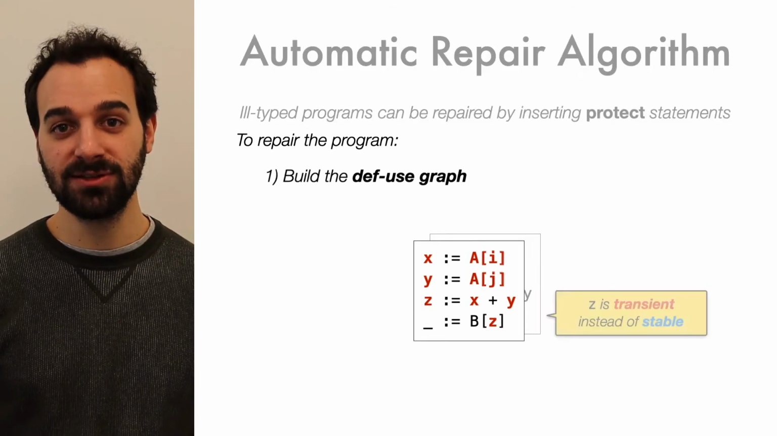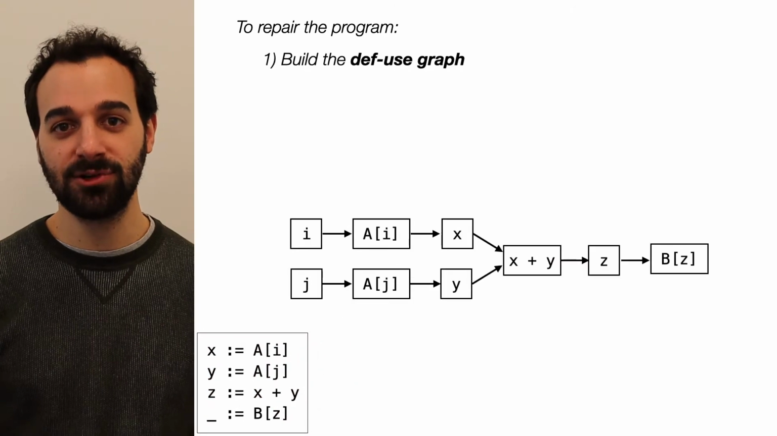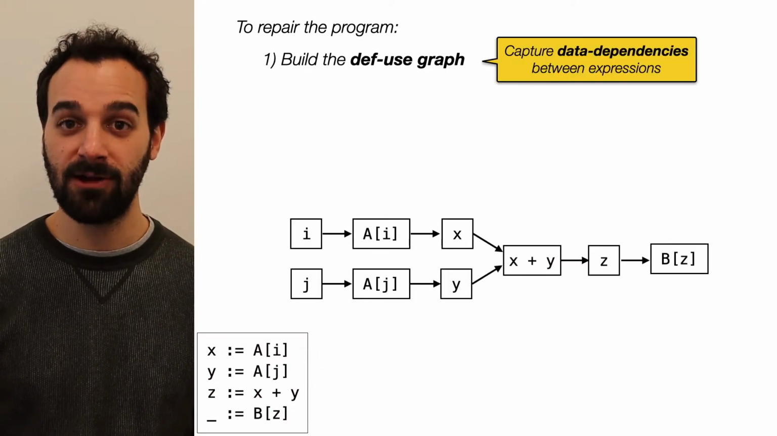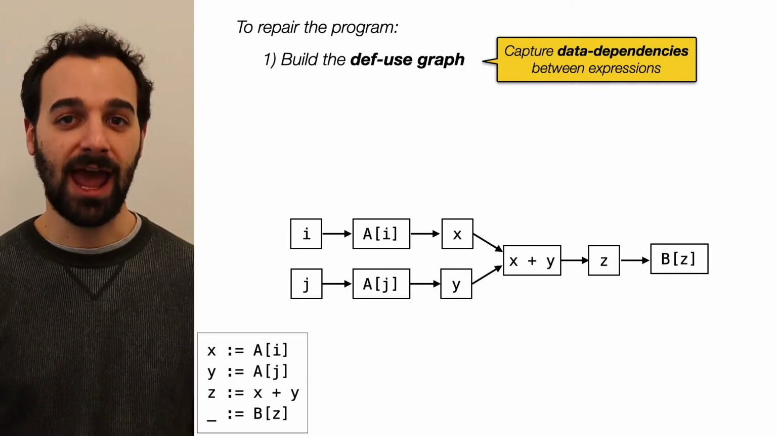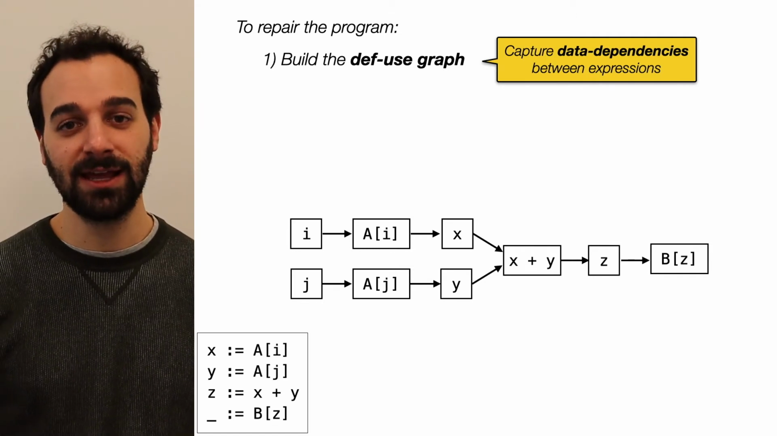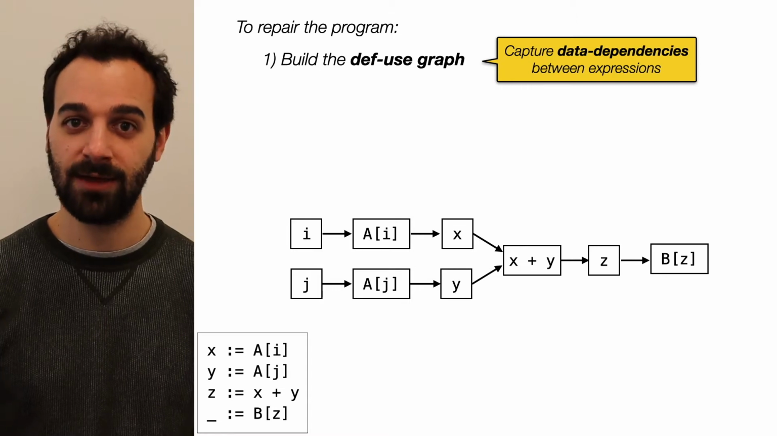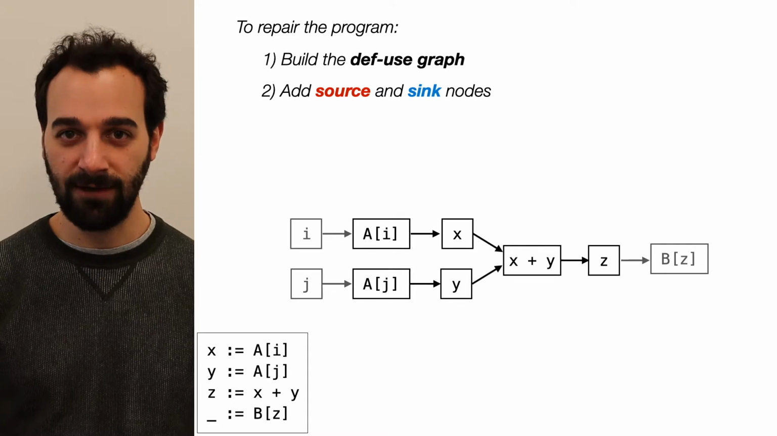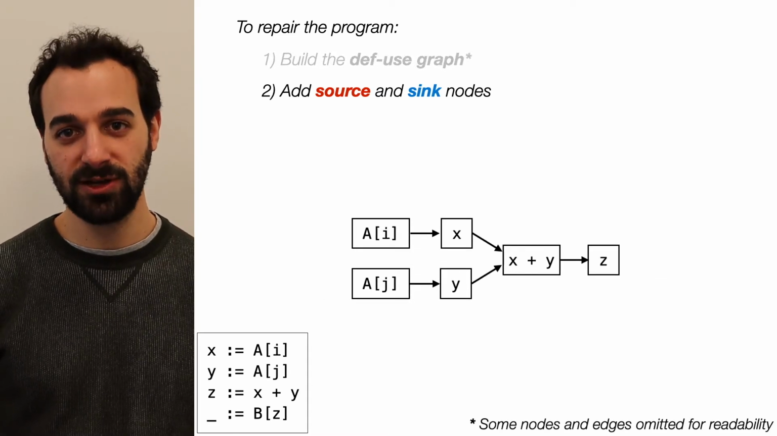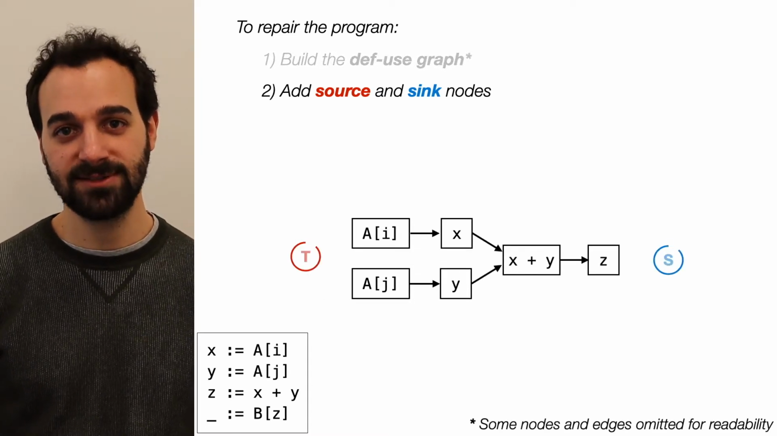The directed edges between the nodes of the graph capture the data dependencies between the variables and the expressions of the program. For example, the edge from x to x plus y indicates that x is used to compute x plus y. To track how transient values propagate in the def-use graph, we extend the graph with two special nodes, node T and node S.